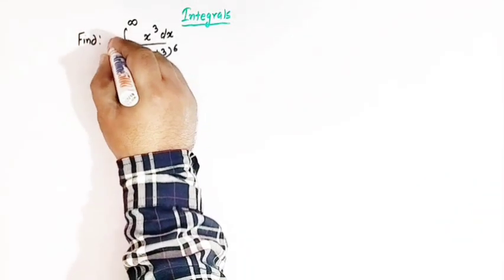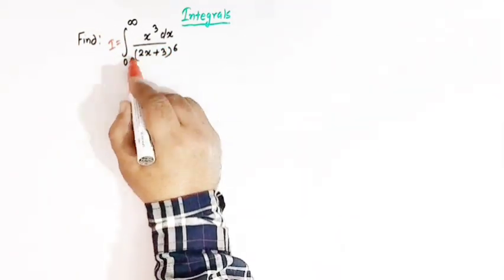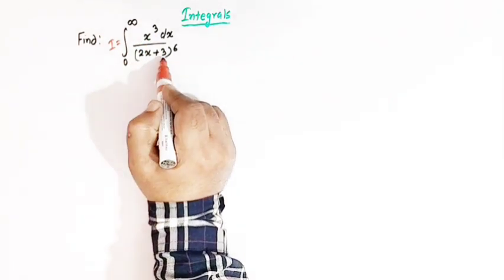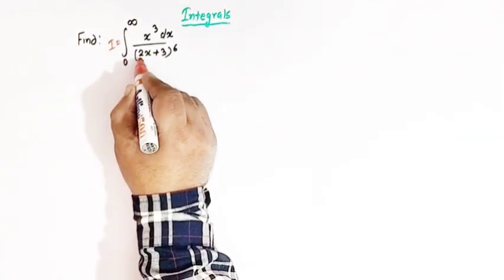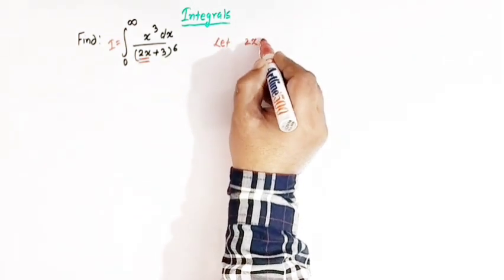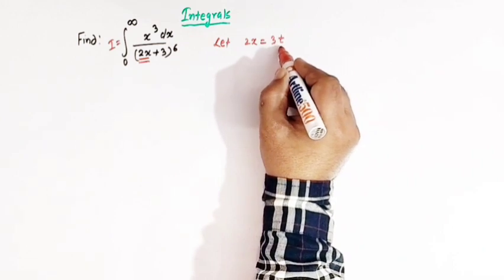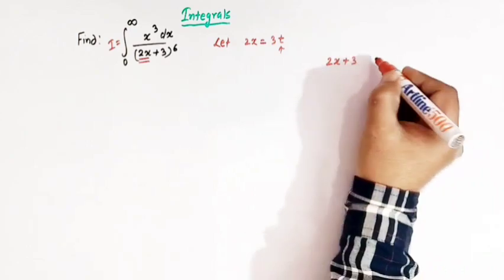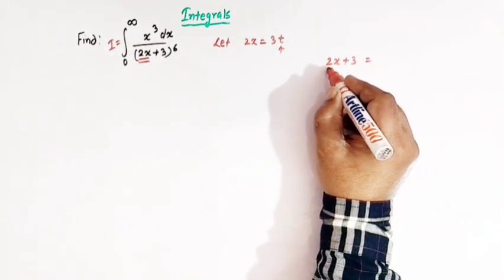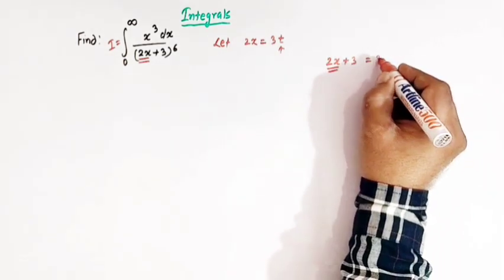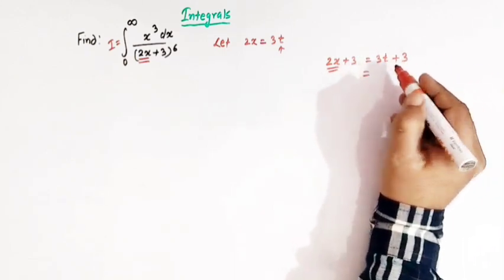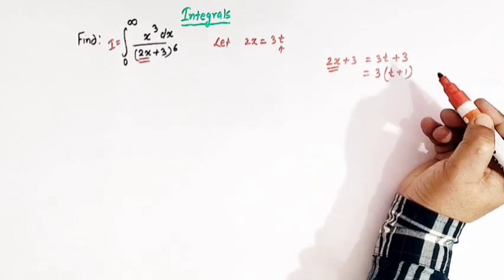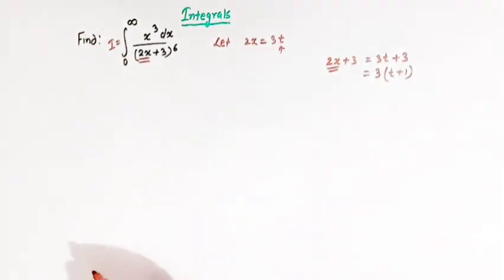So let us first call this integral I. Now see, in the denominator we have (2x + 3) raised to 6, and the overall integrand is x cubed divided by (2x + 3) raised to 6. So what we will do is take 2x = 3t, introducing this variable t. Why are we writing 2x = 3t? Because in the term 2x + 3, substituting 2x = 3t gives 3t + 3, and we can take 3 common, that is 3(t + 1). That's why we are taking this substitution, 2x = 3t.